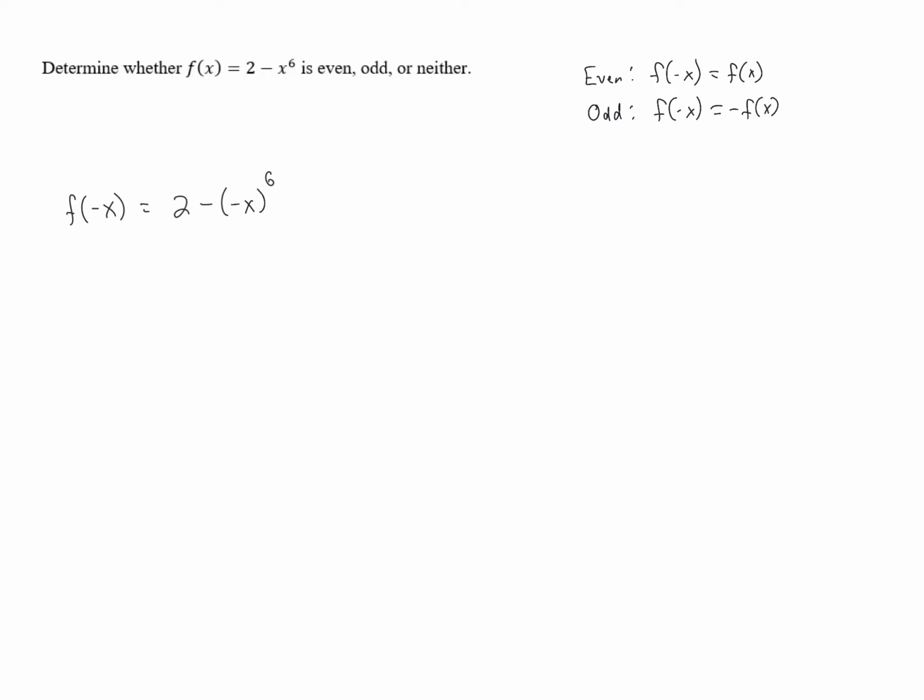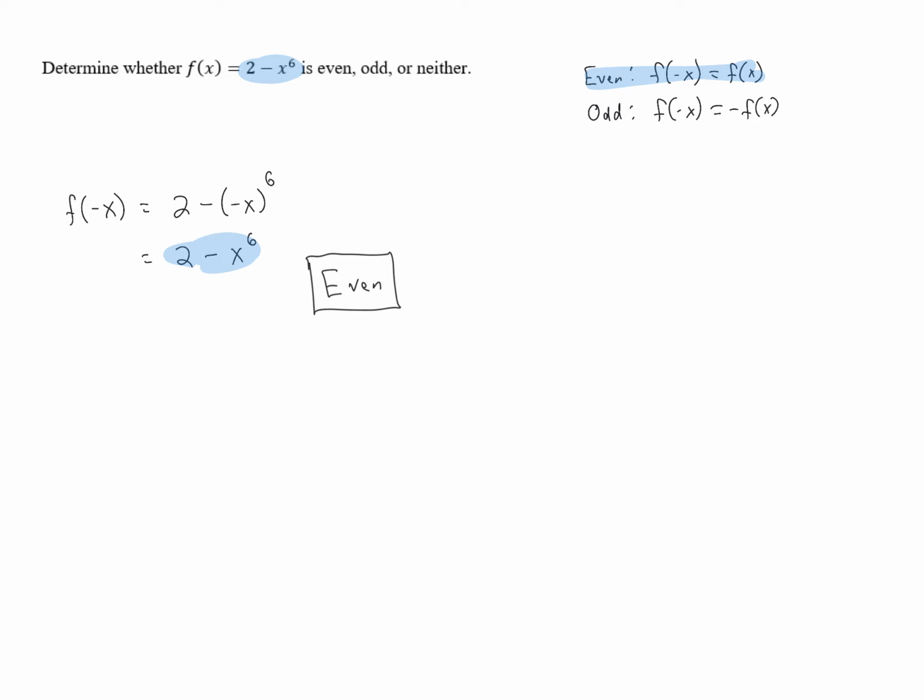Anyways, when we have a negative to an even power, those negatives cancel out. And so this is going to become 2, and the subtraction sign is still there, but the negatives here end up canceling. And that's going to be x to the sixth. And we can see that what we've ended up with is equal to the original function. So that means that this is an even function. So we can conclude this is even.